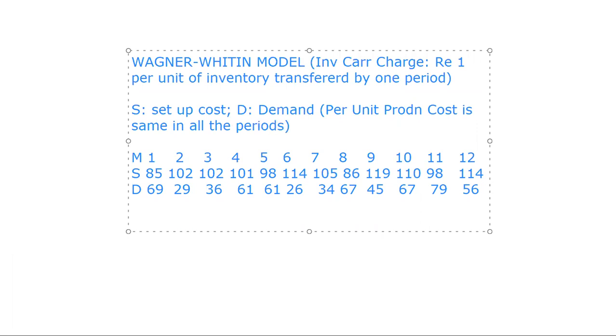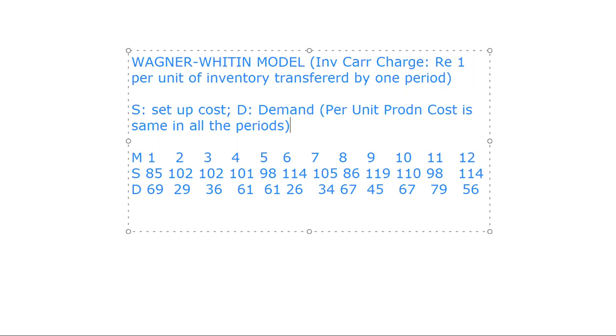So subject to this, whatever will be my production cost, 69, 29, 36, I will incur the total cost of total demand into production cost. That will be a fixed cost and that will not change. So let me exclude that from my calculations. Am I clear?